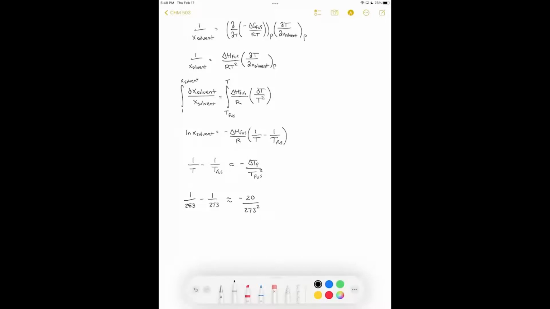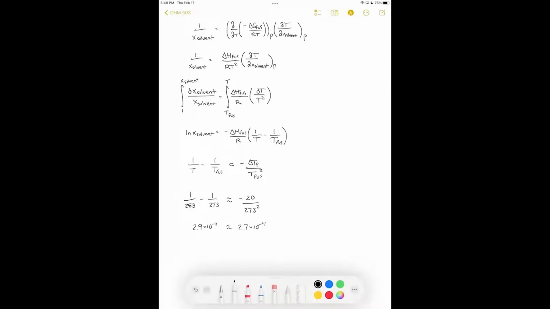And plugging in numbers for this, if we actually go through, use our calculator and figure this out, this first one over here, the actual value is 2.9 times 10 to the minus 4, and the approximate value is 2.7 times 10 to the minus 4. So it's pretty good, especially for small changes. If the change was even smaller than 20, you would be even closer together. So this is an approximation that we can use.